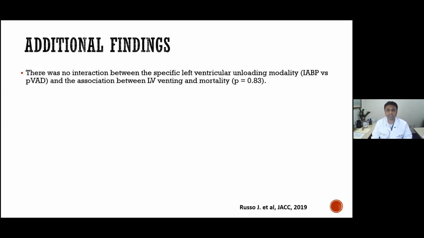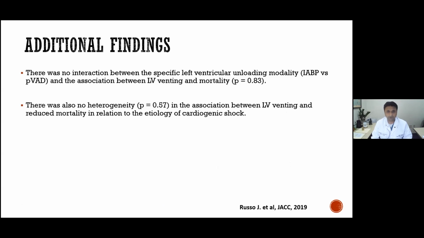Additional findings of this study were that there was no interaction between the specific LV unloading modality, i.e. intra-aortic balloon pump versus peripheral VADs, similar to Impella and others, and the association between LV venting and mortality. Also, there was no heterogeneity in this association based on the etiology of cardiogenic shock.